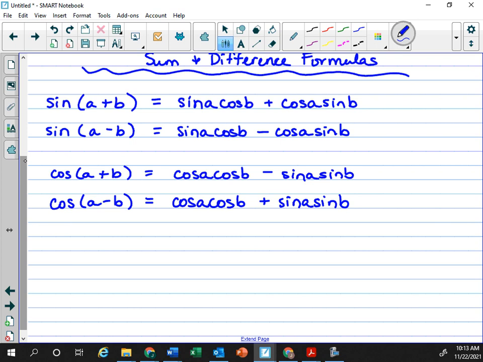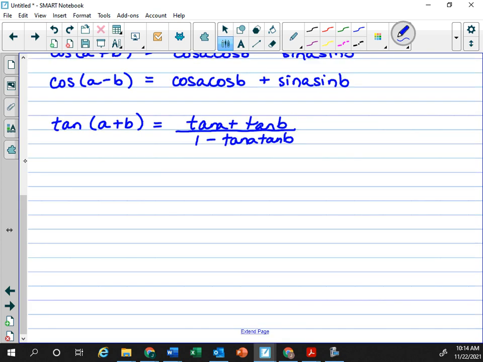And we just have tangent left. So tangent of A plus B. Tangent of A plus tangent of B, all over 1 minus tangent of A times tangent of B. Put that up a little for you.